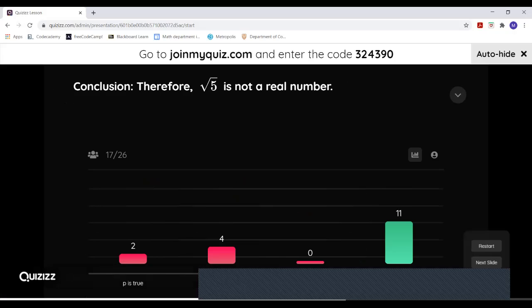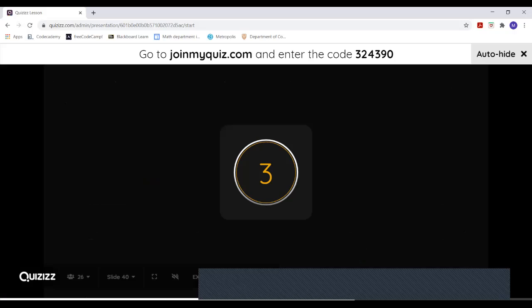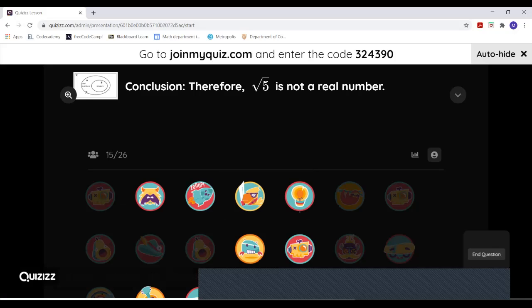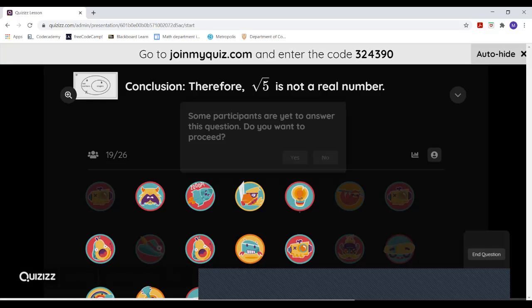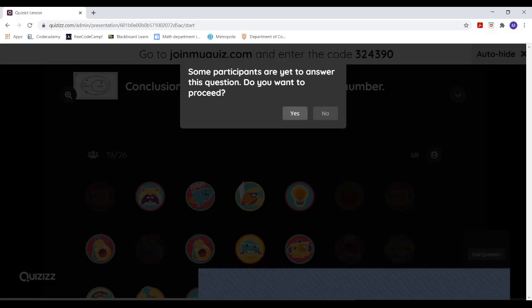There we go. Okay, so therefore, root 5 is not a real number. This would be saying Q is false. And then we want to know whether it is valid or not valid. Sorry about that. Getting too antsy with the buttons. So can we conclude that root 5 is not a real number? And I'm hoping that Venn diagram gives you a hint as to what we should be saying. Can we conclude based on that Venn diagram that root 5 is not a real number? Let's see what y'all are saying. Survey says.